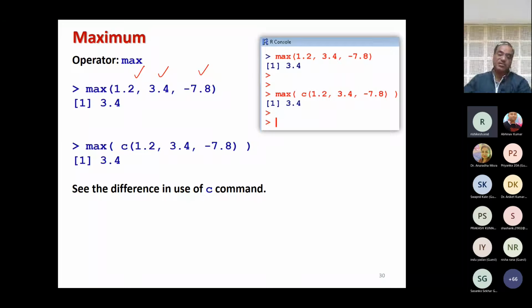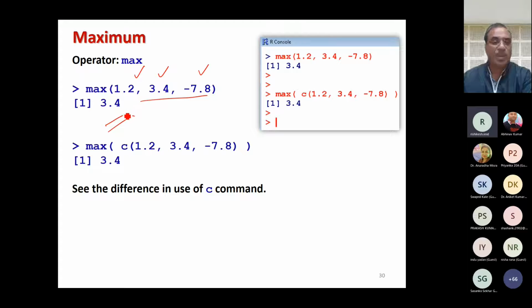If you think about it, this is quite equivalent to a window-based software where you have to click, click, click. Here, instead of clicking, you simply type max. So if you write 1.2, 3.4 and minus 7.8, it will give you the answer 3.4. Now, I would like to have your attention.